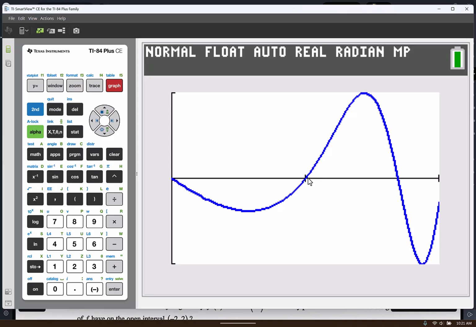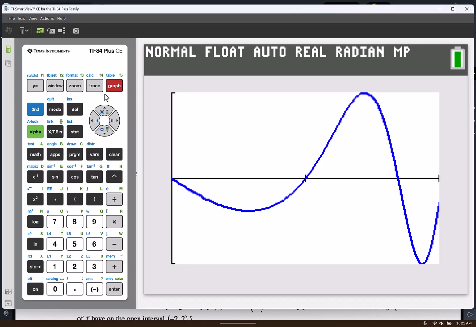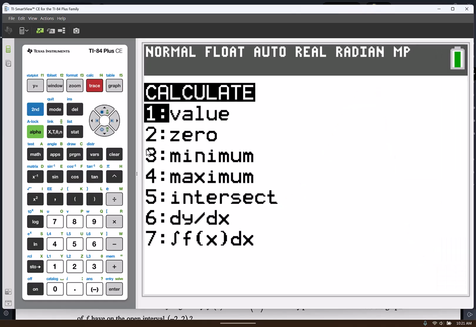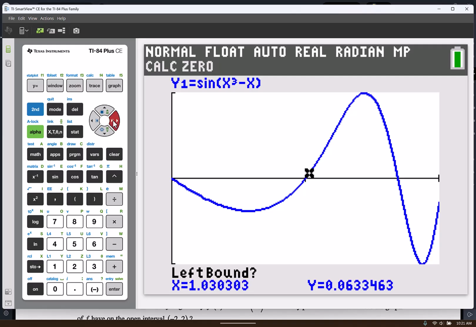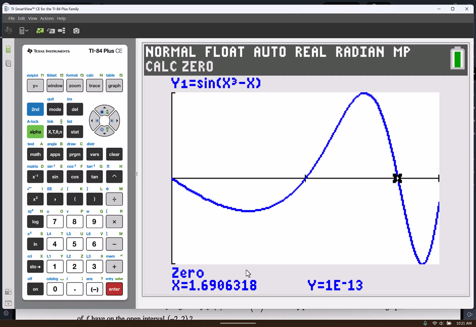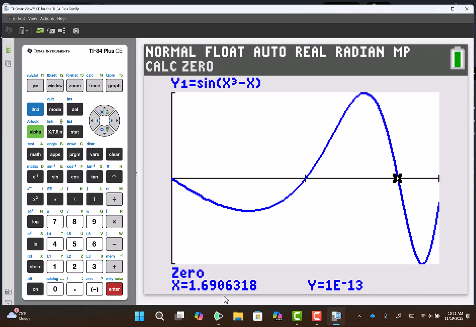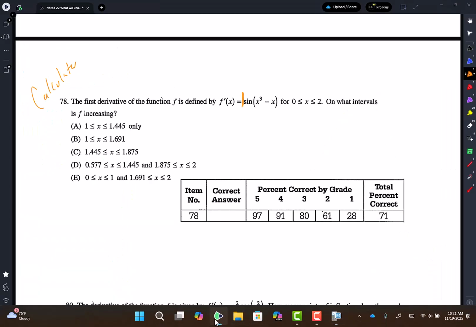Whenever it's positive, it looks like it's a perfect 1 right there. But I just got to find this zero on the right. Does that make sense? So I'm going to push second, calculate, 2, the zero. And then it tells me where I want to look. I want to look between here, enter, and between there, enter. And then there it is: 1.6906. So from 1 to, did it say increasing? Yeah. So from 1 to 1.6906. There it is.